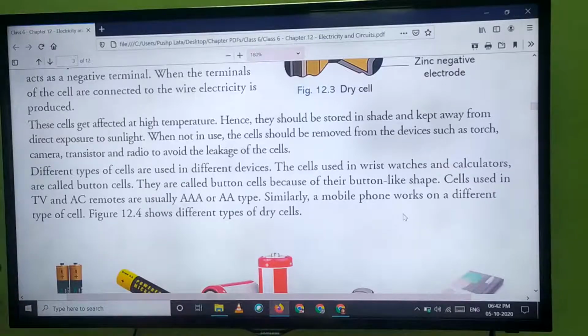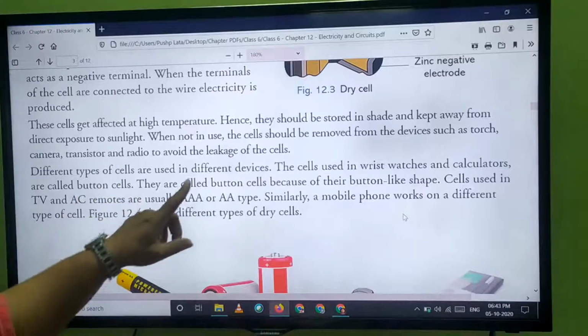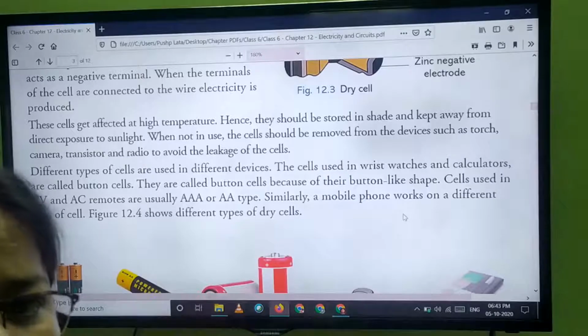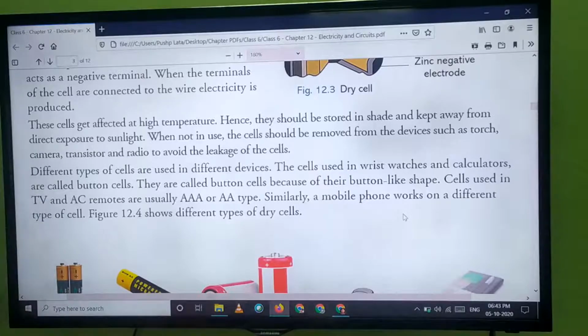You might have seen also, if you forget to remove the cell from any electrical device, you can easily observe some secretion, which has dried, or sometimes it is a wet secretion. So actually what is happening? The reaction is taking place and leakage takes place from the cell. In this way the device will also be spoiled and the cells will also get finished.